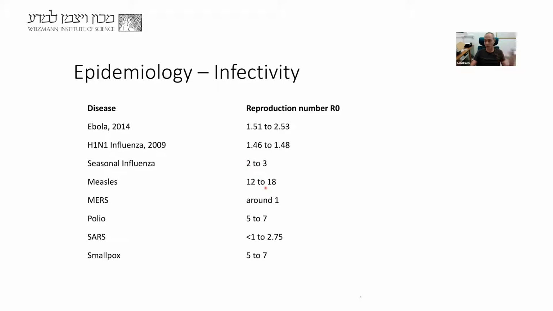Measles is the most infectious virus that we know about, with very, very high numbers. And if we look at the estimated numbers for this virus, we see that it's anywhere between 1.5 to 4, meaning that it's more infectious than a typical seasonal flu. And this is something that is important to consider when we talk about this virus.